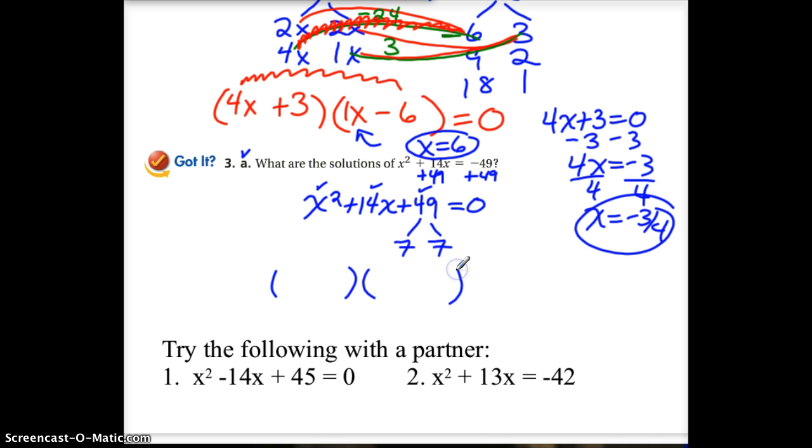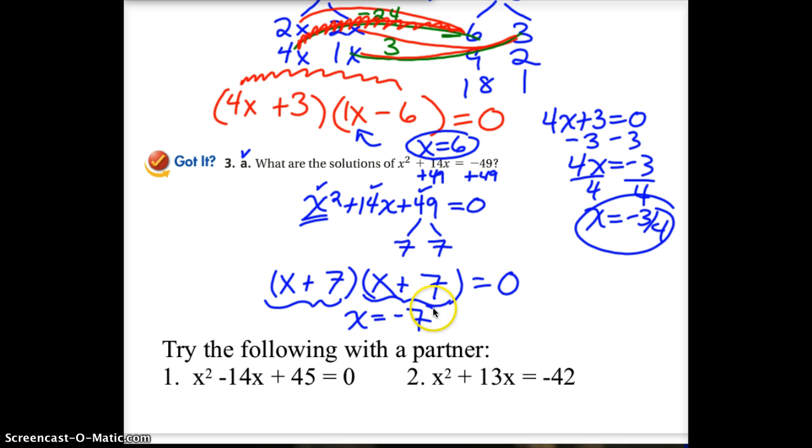Yes. And again, I'm not worried about what's going on out front here because it can only be x and x. I'm going to end in 7 and 7. Both will be positive. I'm not done. I need to give the solutions. What makes this factor equal 0? The answer is negative 7. What makes this factor equal 0? And the answer is also negative 7. This is what we call a double root. You don't have to list it twice.